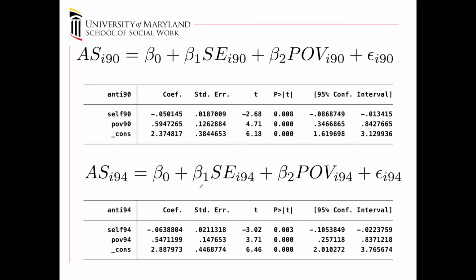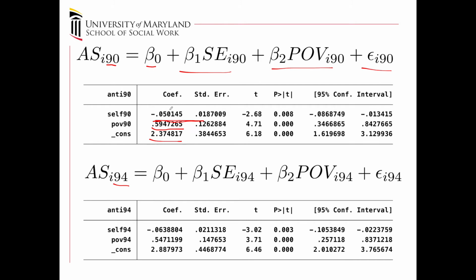All right, so let's run our two separate models. We're just going to isolate 2 years, and then we'll build up. So this is 90, and this is 94. We estimate the model with that as an intercept for 1990. We estimate the effect of self-esteem, and that is right here. We estimate the effect of poverty, and that is right here. And then we have an error term.